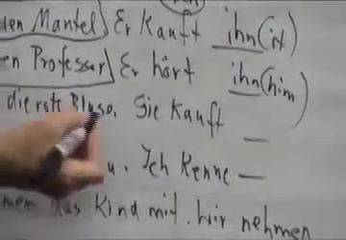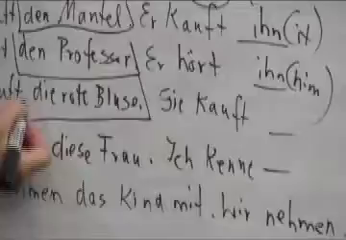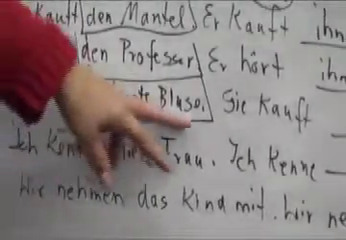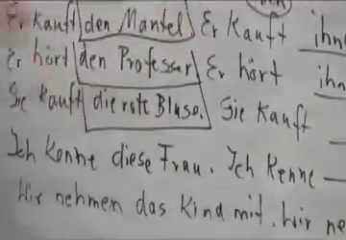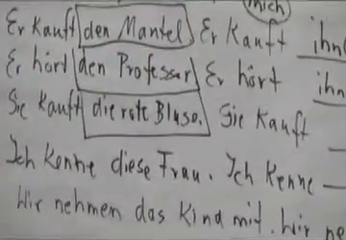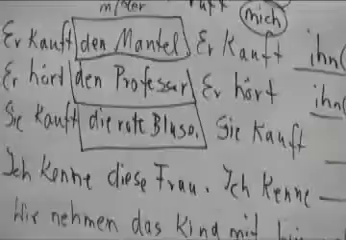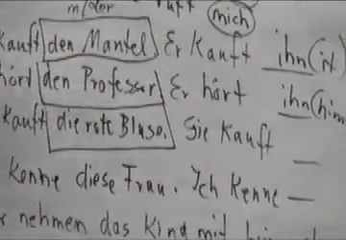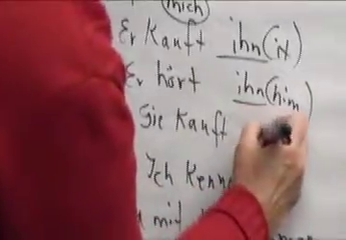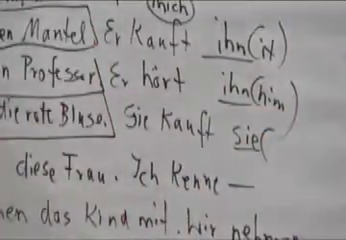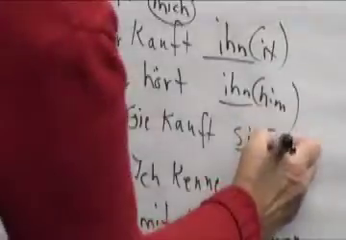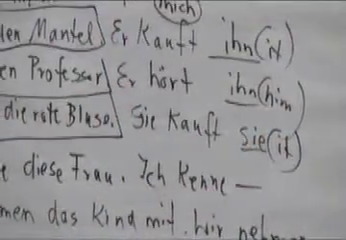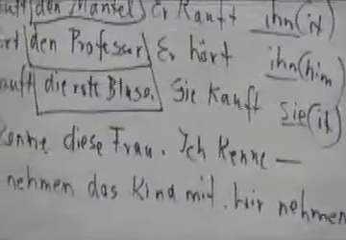Sie kauft die rote Bluse. Our direct object is die rote Bluse. It's a feminine noun, right? Die rote Bluse, the pronoun of die is sie in the nominative case, right? And what happens in the accusative? Same form. So, sie kauft sie. But we know that sie is a thing, so sie translates as it here. She buys it.